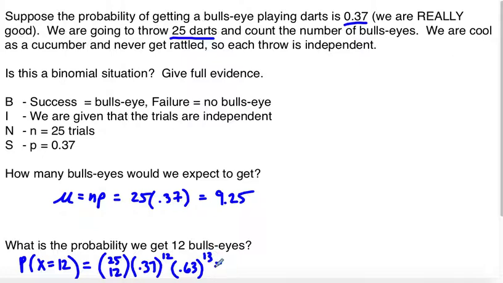And then in your calculator, you're going to do menu 65, and you're going to look for binomial PDF. And then it'll ask you for the number of trials, which is 25. It'll ask you for the probability of success, which is 0.37, and it'll ask you for the x value, which is 12, and then you'll get your answer.